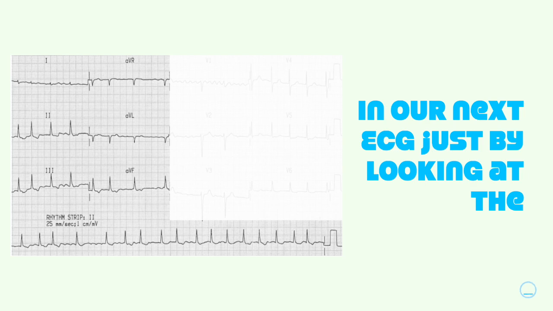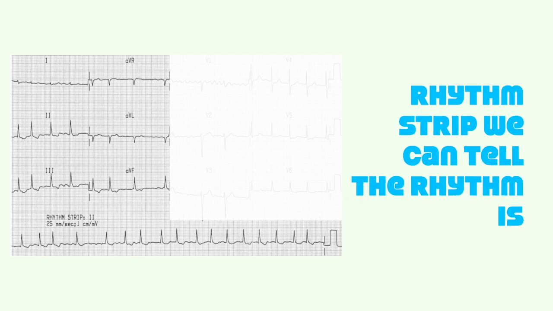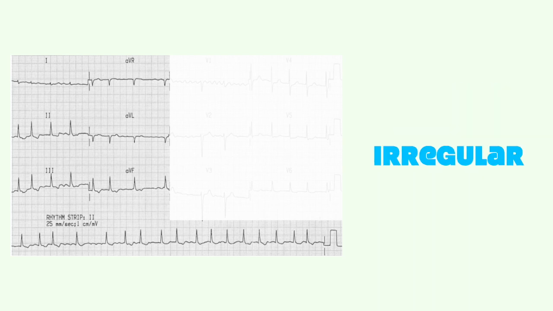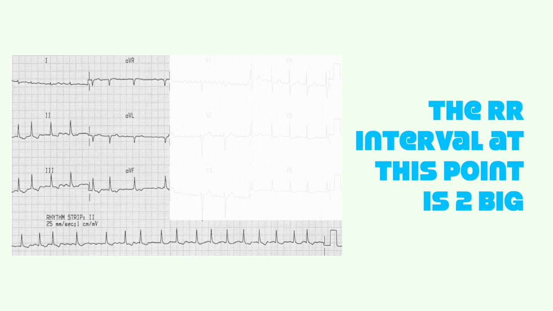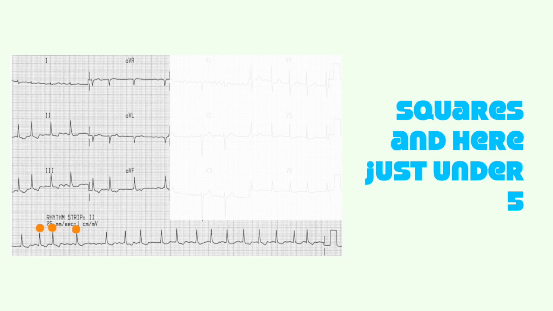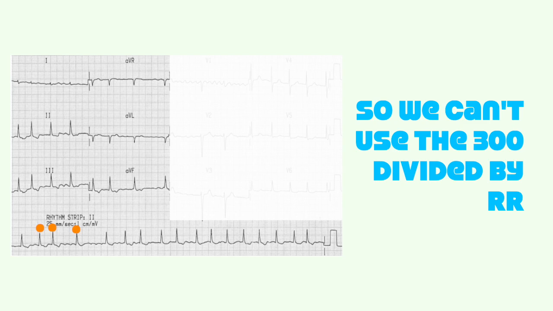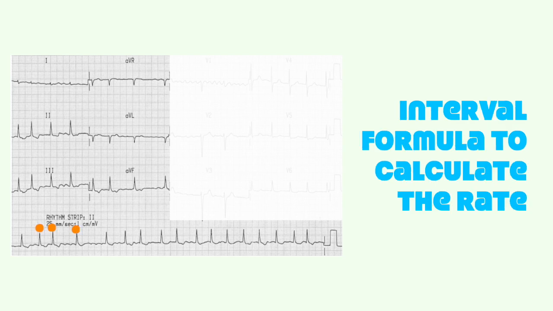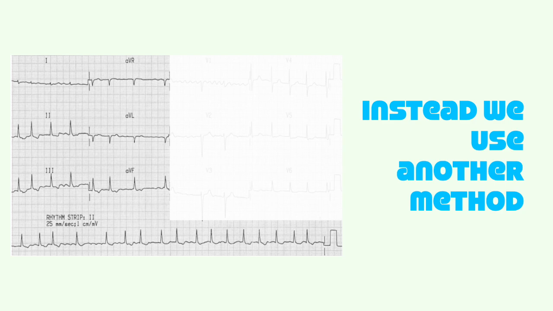In our next ECG, just by looking at the rhythm strip, we can tell the rhythm is irregular. The RR interval at this point is 2 big squares, and here just under 5. So we can't use the 300 divided by RR interval formula to calculate the rate. Instead, we use another method.